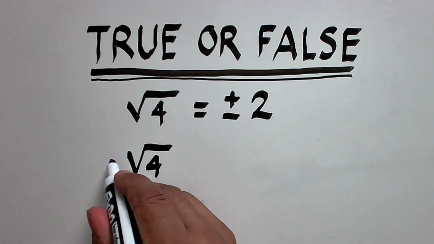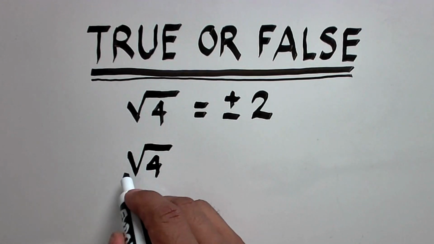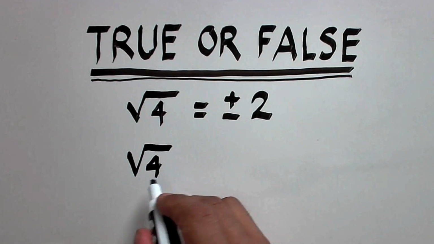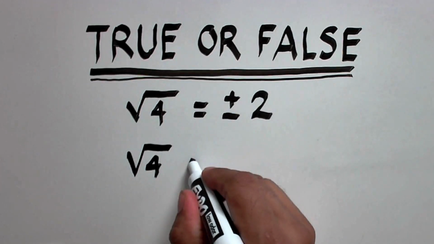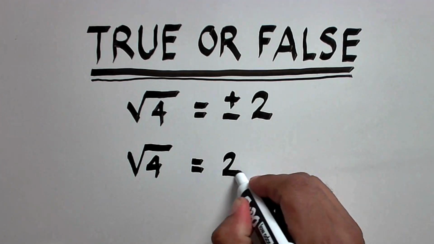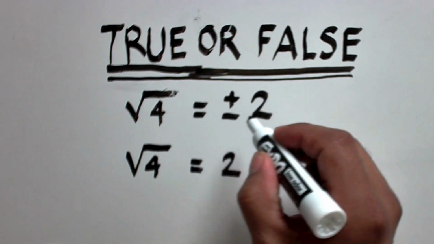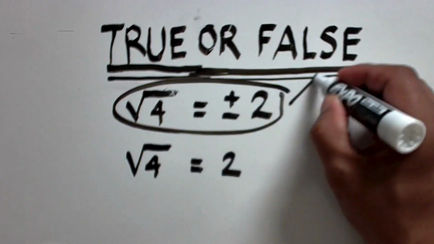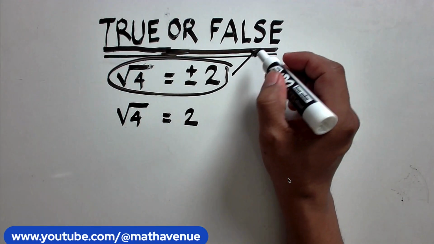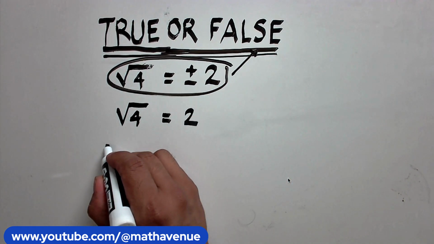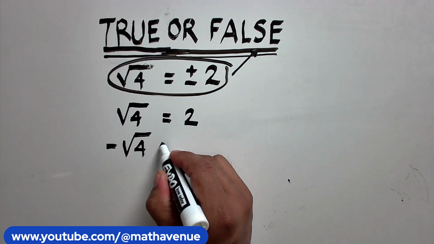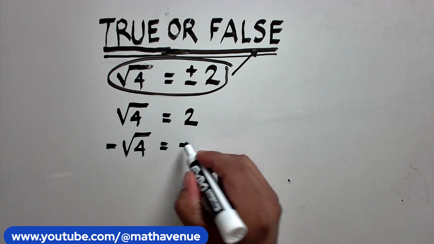When there is no sign before the square root symbol, it is implied that we are computing for the principal square root, or the positive square root. Therefore, this is just equal to positive 2. Therefore, the square root of 4 is not equal to plus or minus 2. This is false. Now, if we want this negative 2, then we should have written it as minus the square root of 4. That is when this is equal to negative 2.